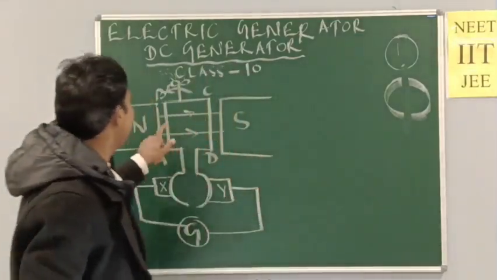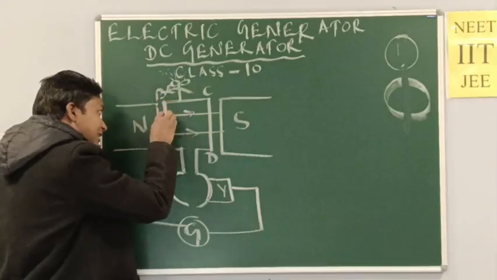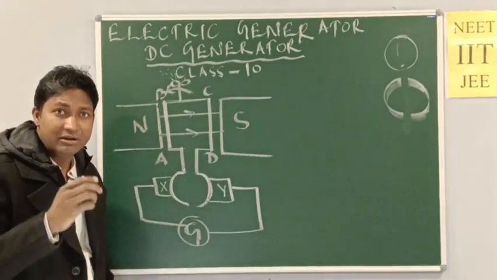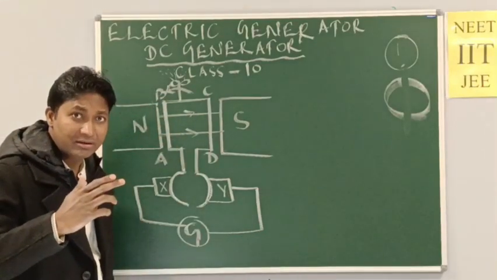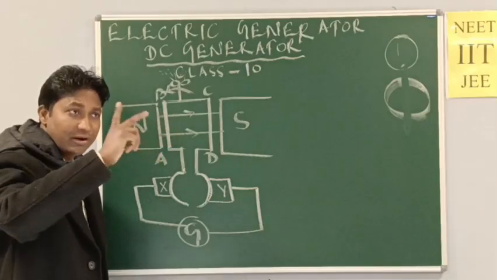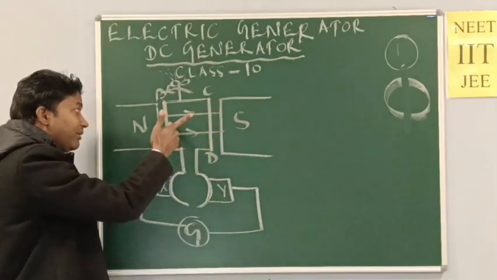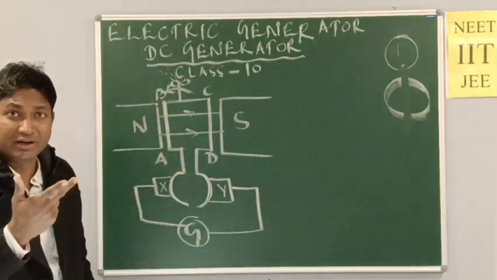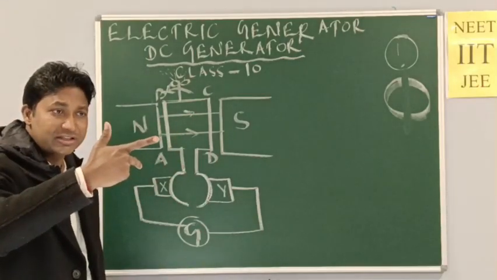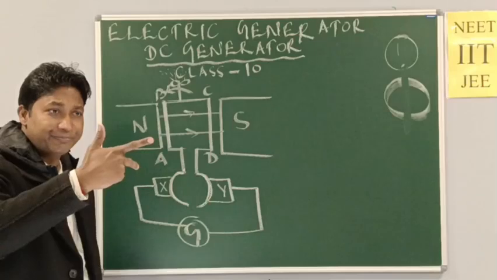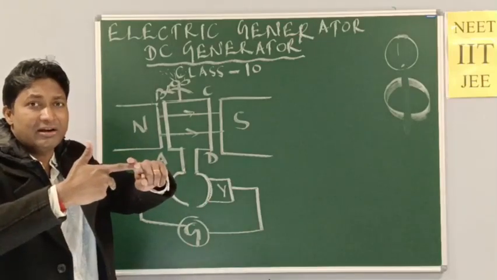If AB is inside, if this arm is inside, then what should we apply? Fleming's right hand rule. Apply Fleming's right hand rule here. Then what will you get? See here, Fleming's right hand rule. This is the magnetic field.